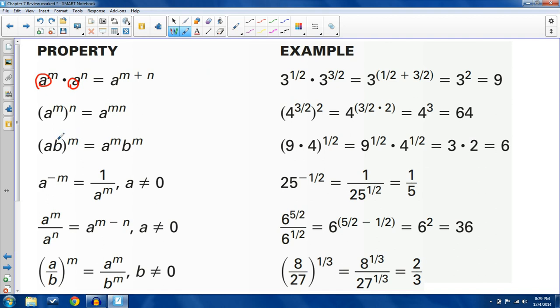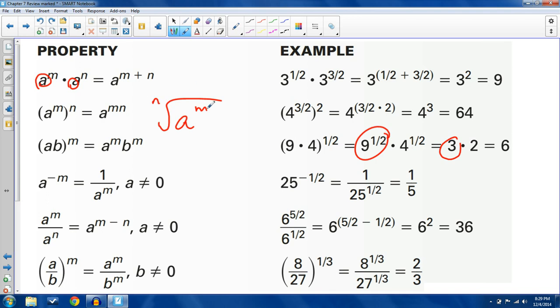You distribute an exponent with a product, okay, right here. So you distribute the m to the a and the b. Check that out over here. By the way, they're using a lot of fractions in these examples here. Notice how 9 to the 1/2 became 3. This is a property that's also not written here. I'll go ahead and do it for you.